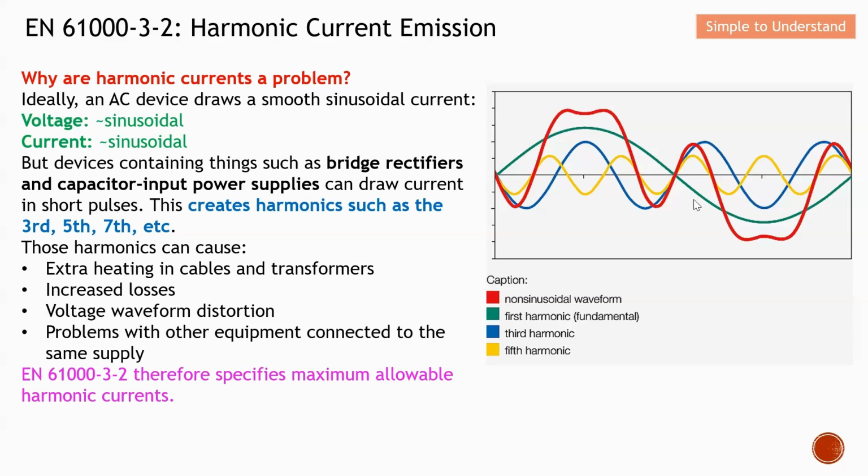This becomes an issue, because these harmonics can cause extra heating in cables and also transformers. They also increase the losses, distort the voltage waveform, and cause problems with other equipment that shares the same mains. Therefore, we need to have this 61000-3-2 that specifies the maximum allowable harmonic current. So this is the motivation why we need to have this standard.